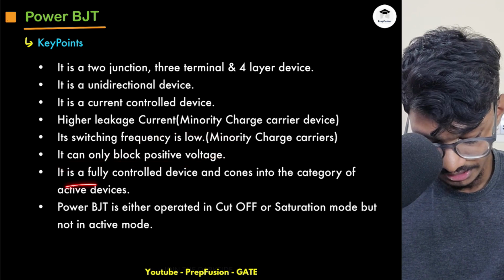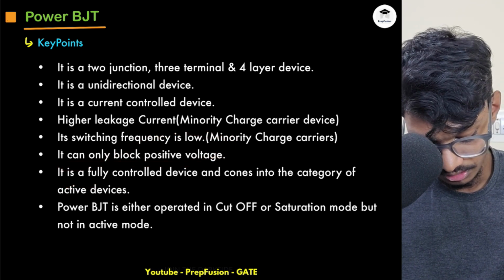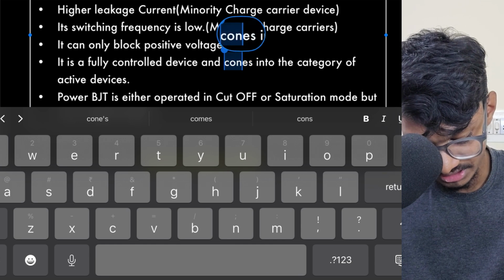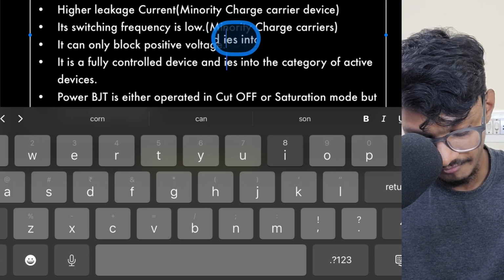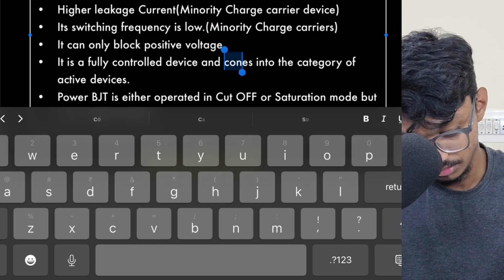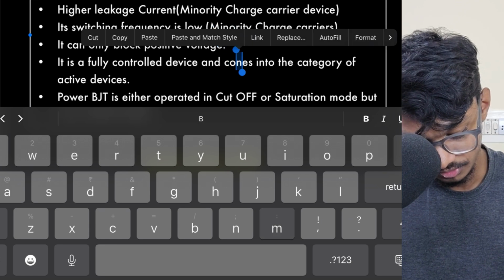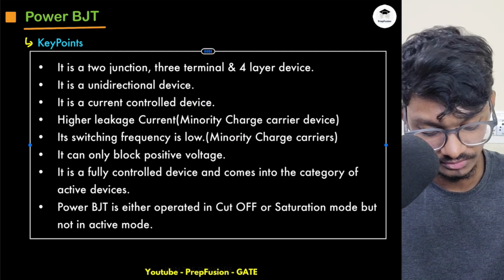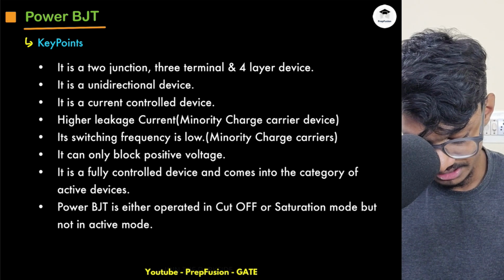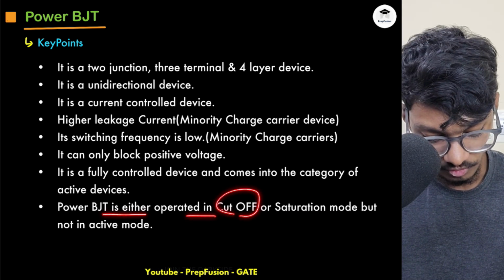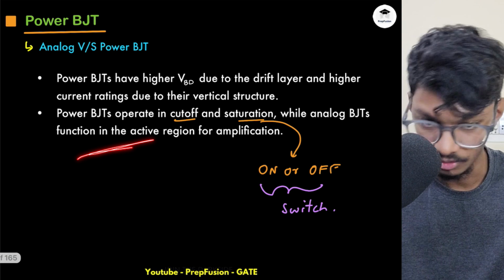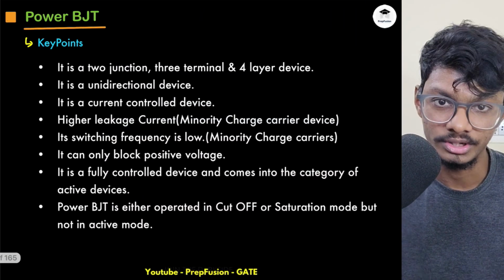I've already mentioned this. It is a fully controlled device and comes into the category of active devices because obviously we have to provide a supply as well. We have to provide a base current. So the base current comes from a supply. That's why this is an active device. Power BJT is either operated in cutoff or saturation mode, but not in active mode. I already explained that here. Okay, so these are the few key points about power BJT.